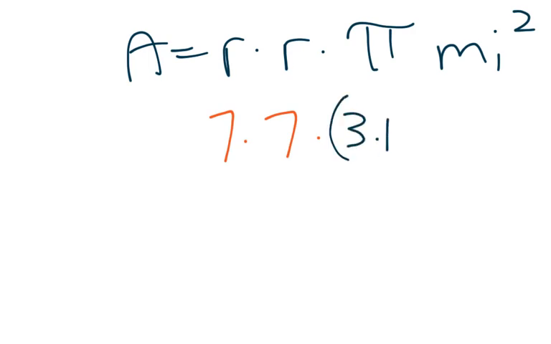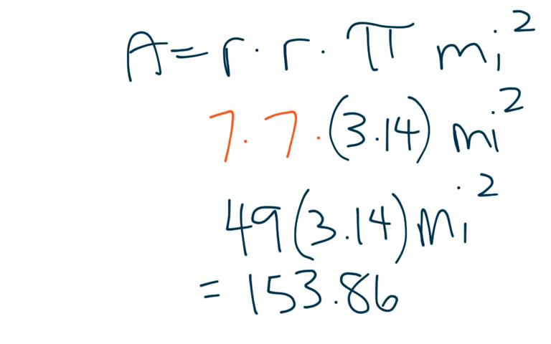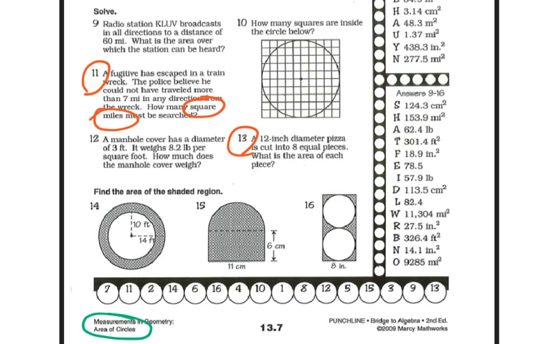So we're going to use 3.14. And then we're still going to have square miles as our unit. So whatever 49 times 3.14 is, that's how many square miles are actually going to have to be searched. And if you put that in your calculator, you would get 153.86 square miles. So let's see if they rounded it. And they did. And they had 153.9.